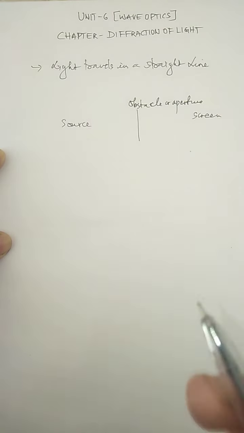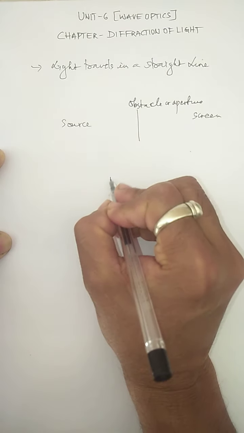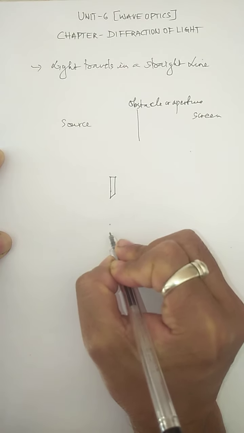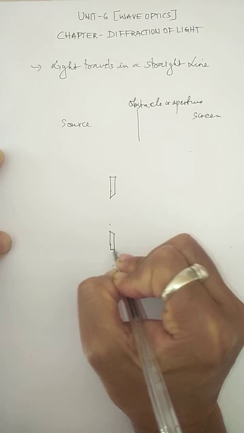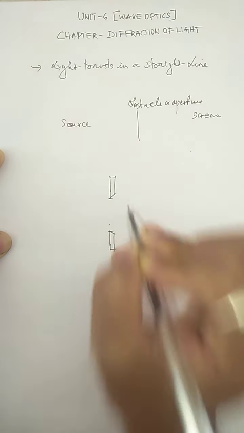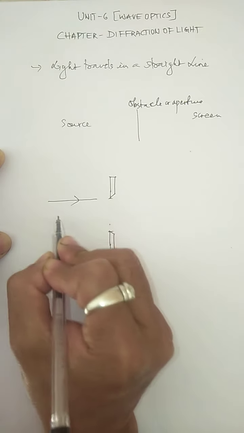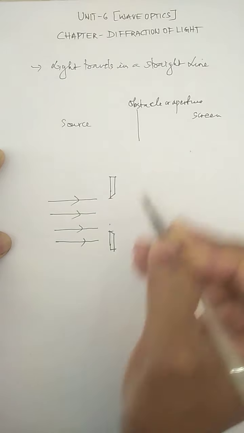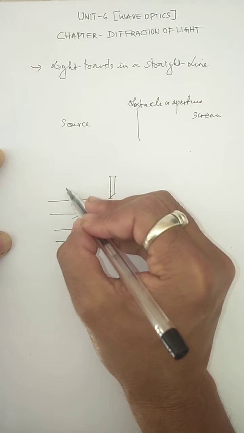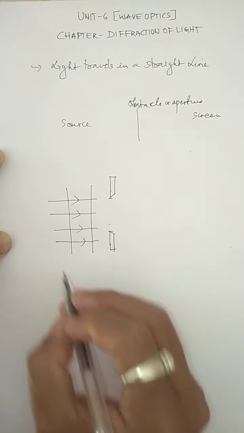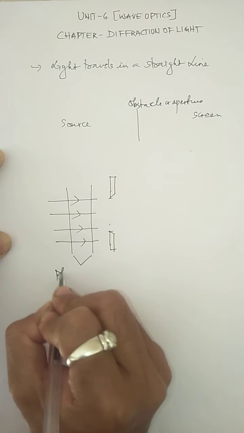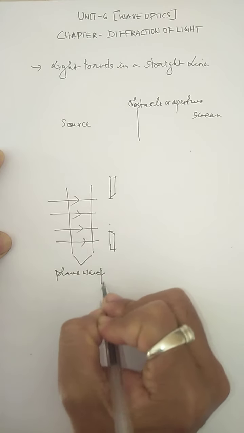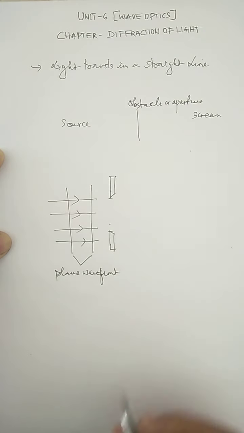Just showing the diagram once again. Suppose you have a small slit, and this is the width of the slit. If you pass light through this slit in the form of a wavefront, I consider this a plane wavefront, according to Huygens principle.